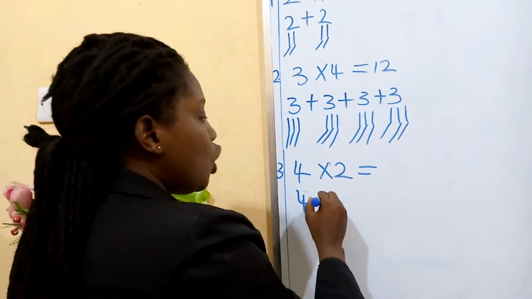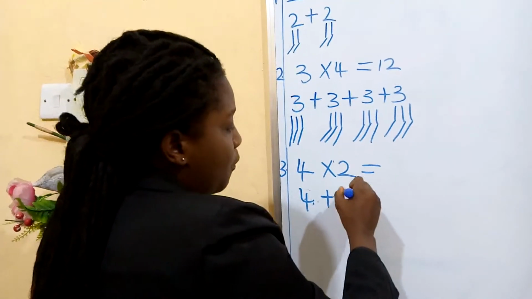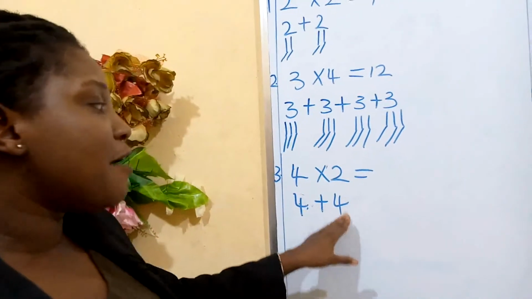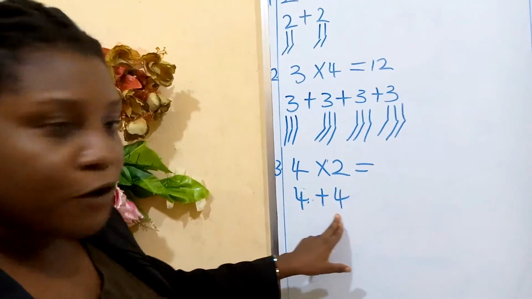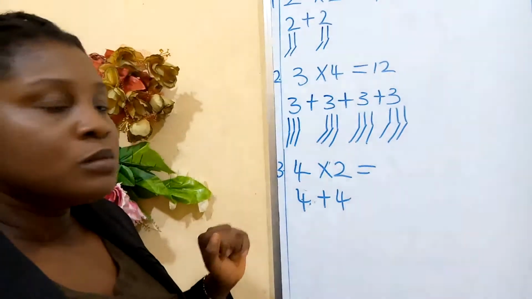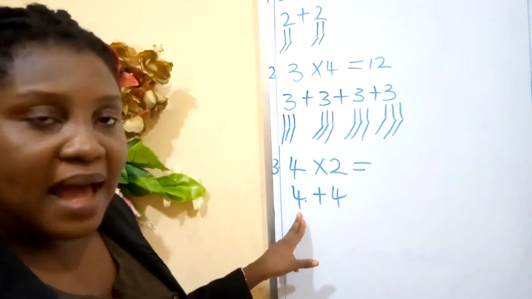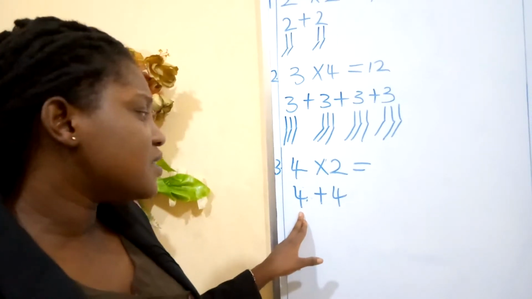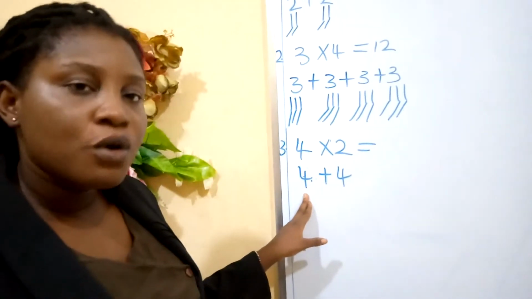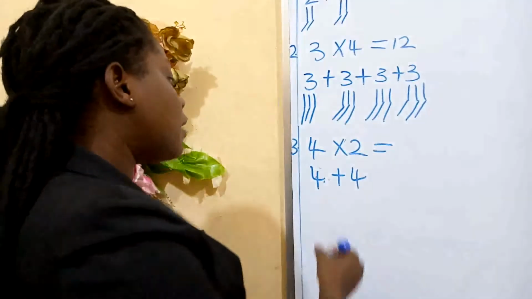4 plus 4. How many 4s do we have here? 2. How many 4s are here? 2. So now after that, we count the numbers. What number is this? Lovely. This is number 4. What will you do to 4? You count it. Okay, let's count.